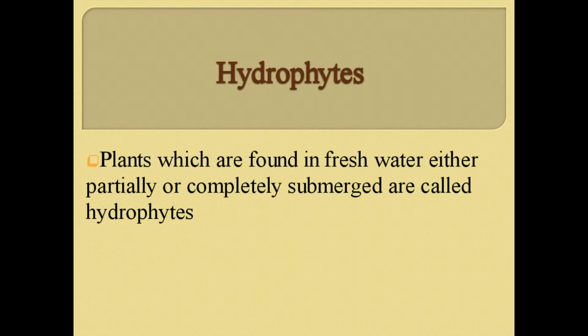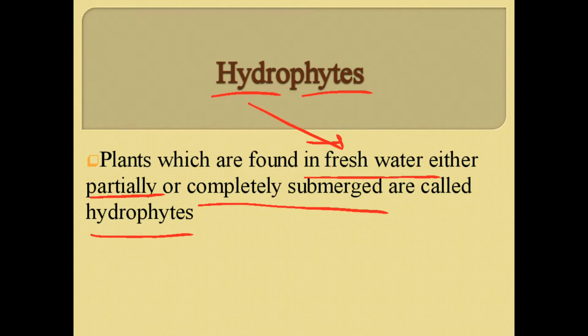The first is hydrophytes. Hydro means water and phyte means plants. So those plants which are found in fresh water are called hydrophytes, which are partially or completely submerged. Partially submerged plants are those which are found below and above the water surface. Completely submerged plants are those which are found only below the water surface, that is, inside the water.